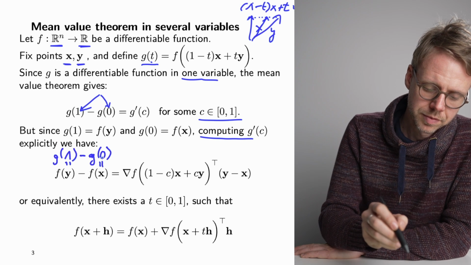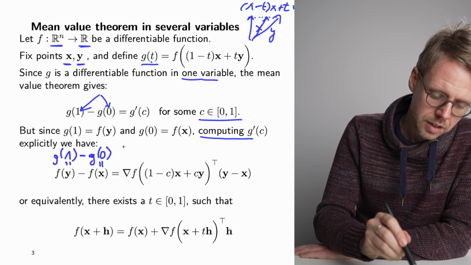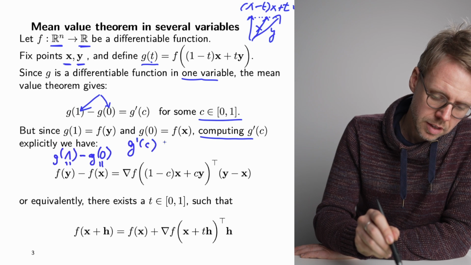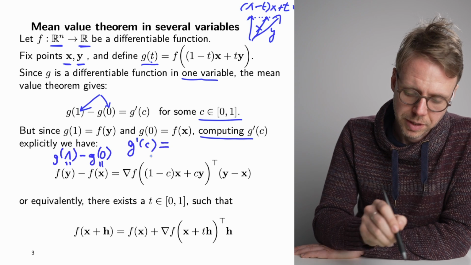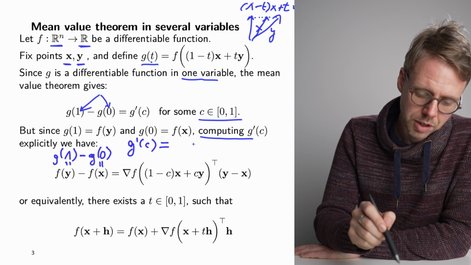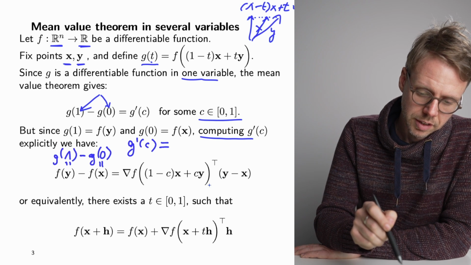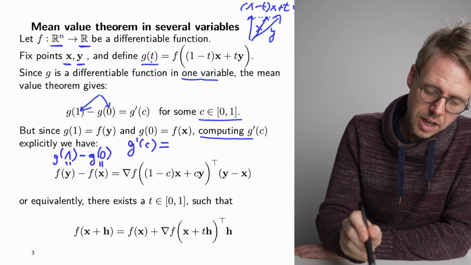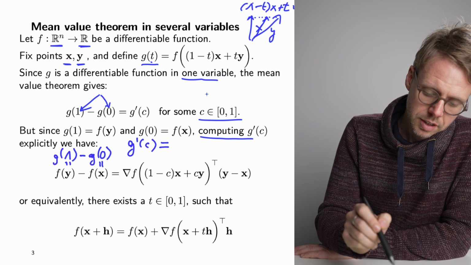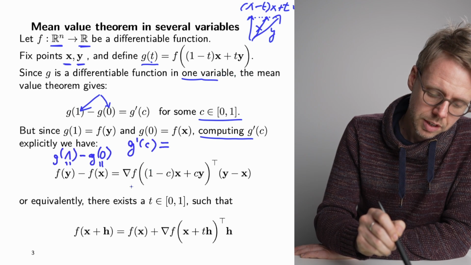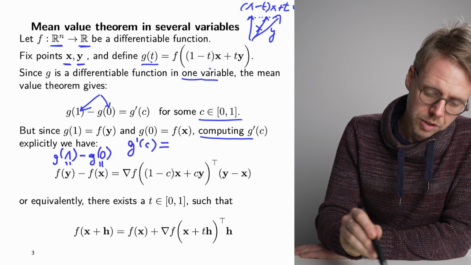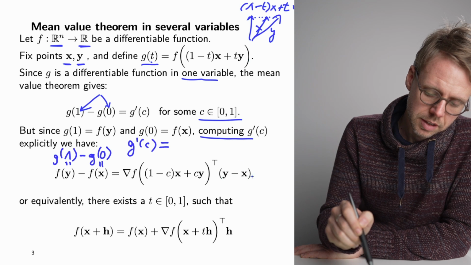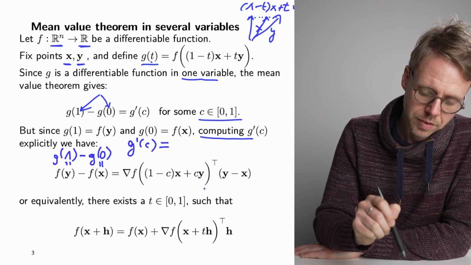This equals the derivative g prime of c. How do we get here? Well, the way you compute the derivative is using the chain rule. So we have a function f. We first compute the gradient of f, so the outer part, times the inner part of this function.